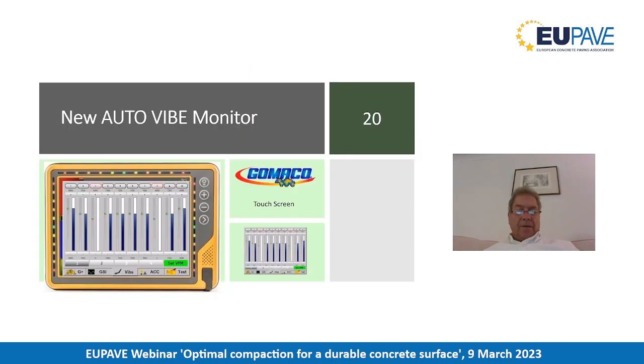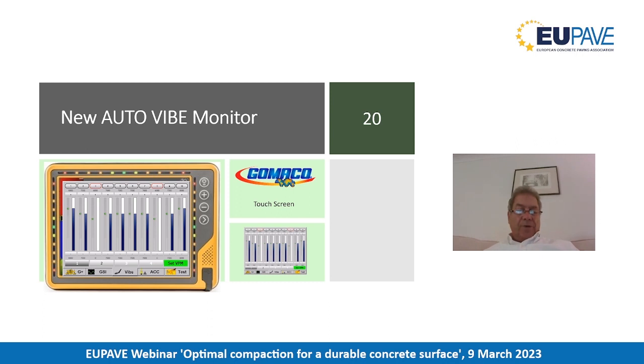This is identifying the G+ navigator monitoring system, which you'll be able to use to control the vibrator frequency in relation to the travel speed. As the paver slows down, so should the vibrators to prevent over-consolidation. As the paver speeds up, so should the vibrators to prevent under-consolidation.